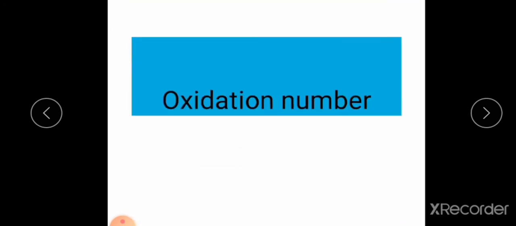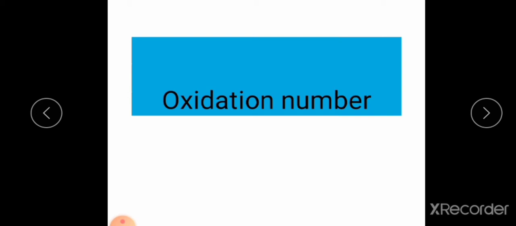Today we will study about oxidation number. So dear students, today we are going to study about oxidation number. In this concept, four points are very important. Based on those, we can find out the oxidation number.